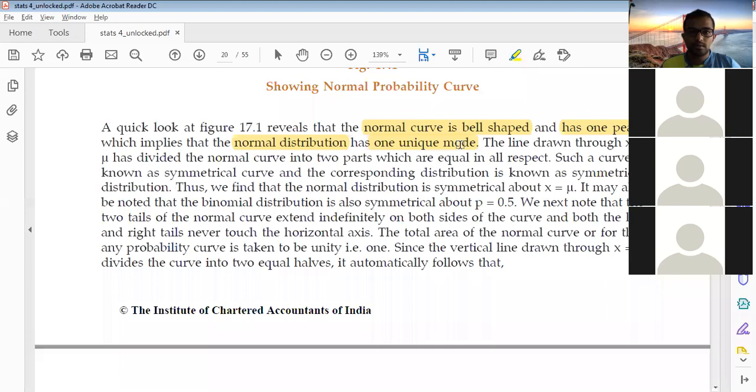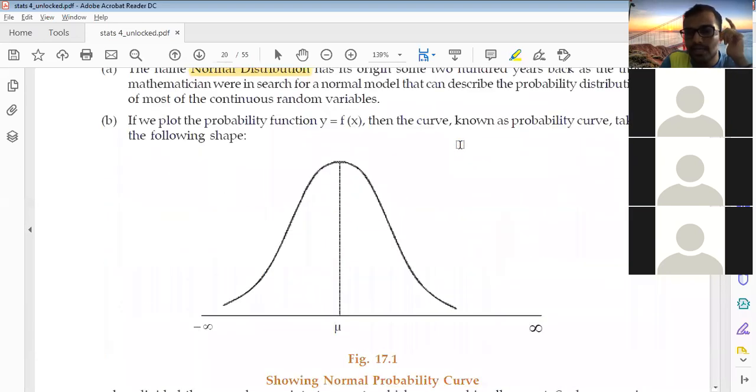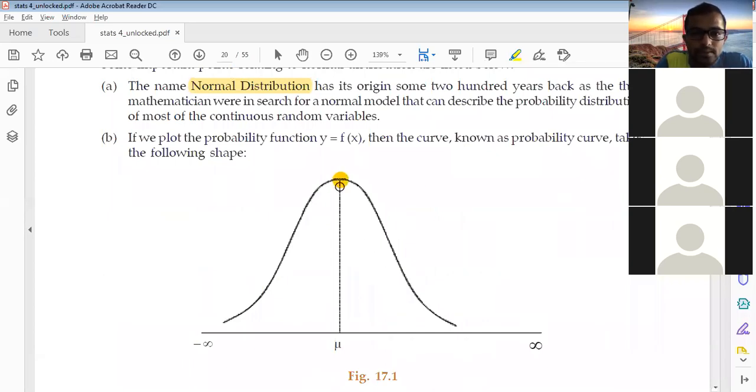Now, students, come back to the diagram and understand something. I told you this line is the mean. Now they are telling you it has only one peak. One peak means highest value. That means this is also the mode. Now tell me whether this value is in the middle. Yes, sir. And middle in statistics means median.